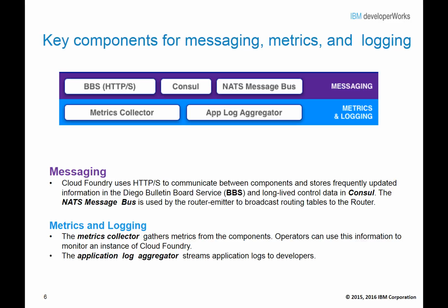This slide shows the components involved in messaging and metrics and logging in CloudFoundry. CloudFoundry uses HTTP and HTTPS to communicate between components. It stores the frequently updated information that's used across the system in the Diego Bulletin Board Service, or BBS. And longer-lived control data is stored in the system called Consul. The NATS message bus was used widely in the DEA architecture, but is limited in Diego and primarily is involved in getting messages between the route emitter and the router for new application instances.